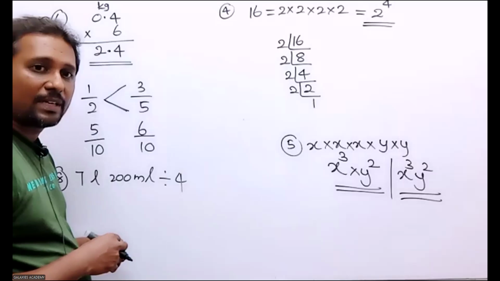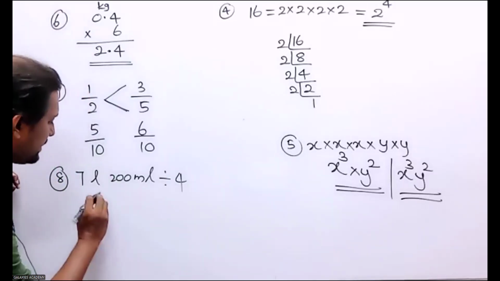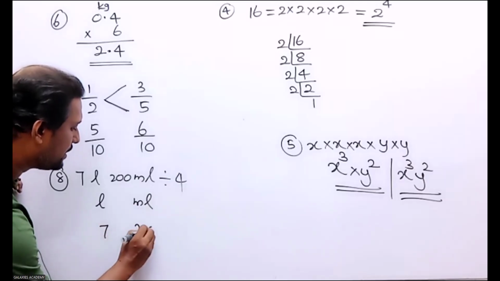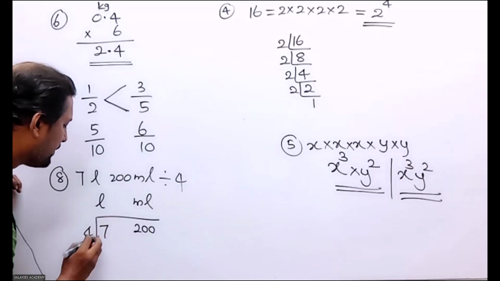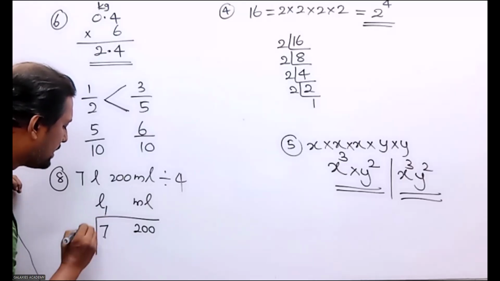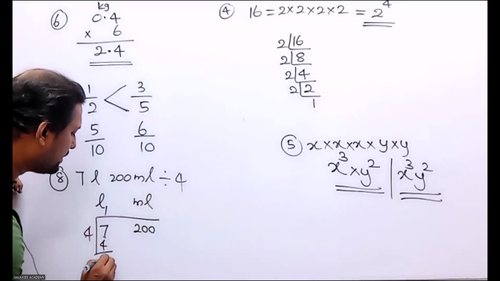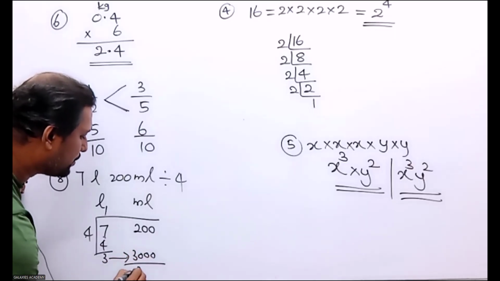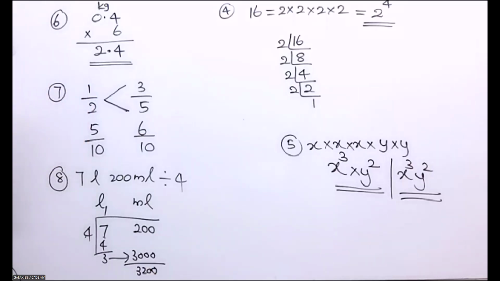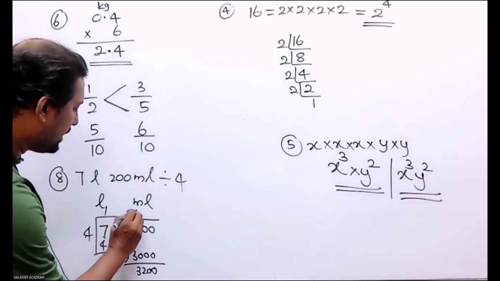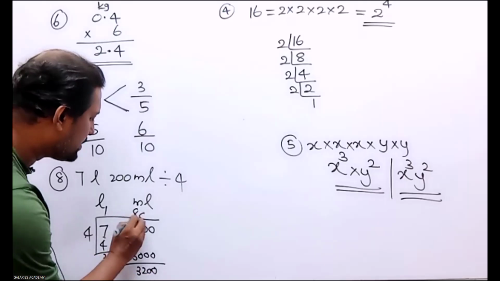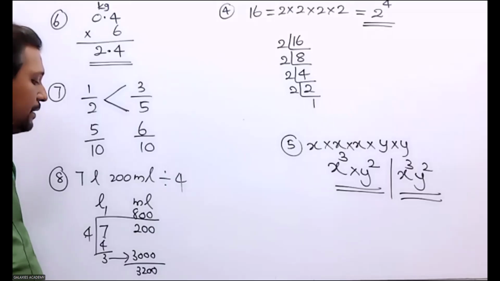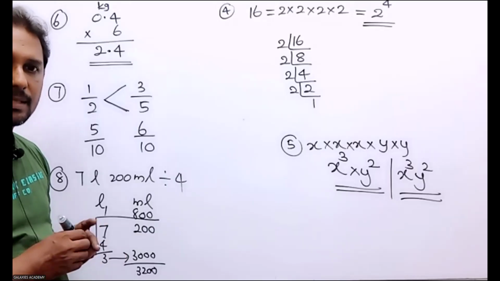You can use the long division method. Right? Liters, milliliters, 7, 200, divide by 4. 7 divide 4, 1. 1 times 4, 4. Remaining 3. Convert into milliliters, 3000. 3200 total milliliters. Then 32 divide 4, 8. And 2 zeros you have to put. So what is the answer? 1 liter and 200 milliliters.